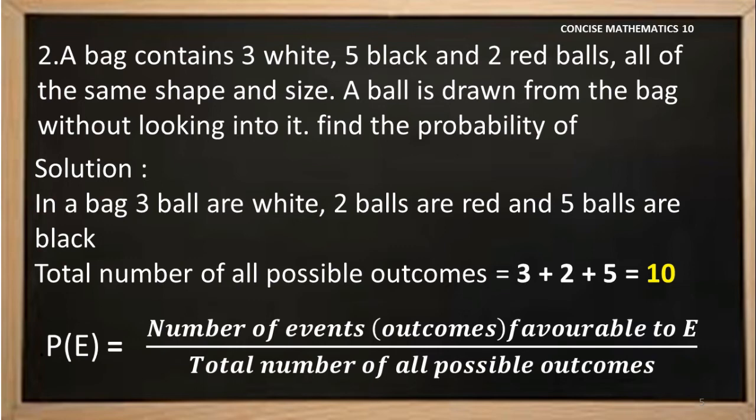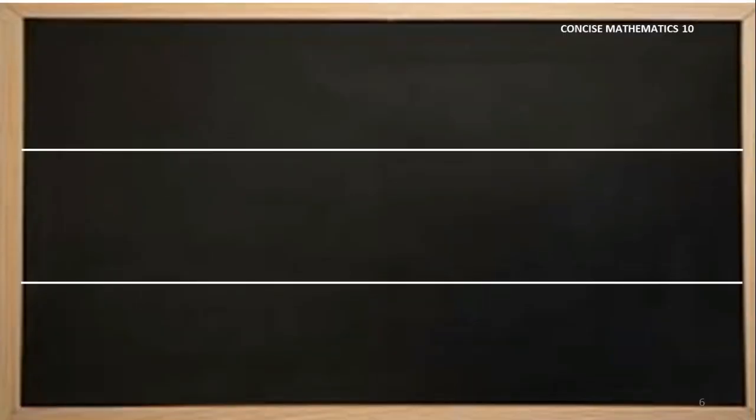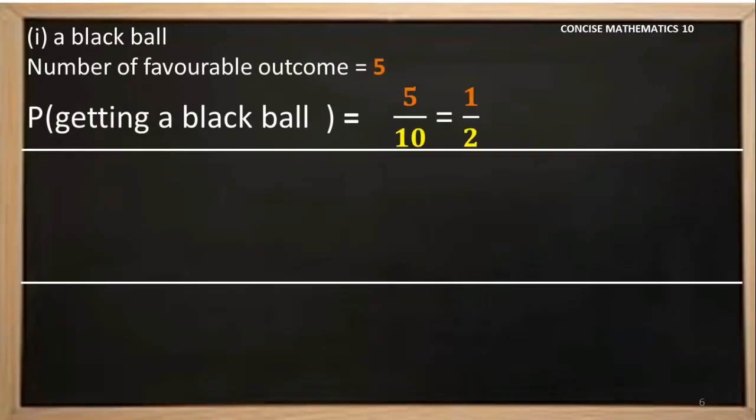Before that, note down the formula, the same formula. Probability of an event E is equal to the number of outcomes favorable to E divided by the total number of all possible outcomes. Already we have calculated the total number of all possible outcomes, that is equal to 10. Let us see what the favorable outcomes are for the event based on the condition. The first condition is a black ball. Now find the probability of getting a black ball. How many black balls are there in the bag? There are 5 black balls.